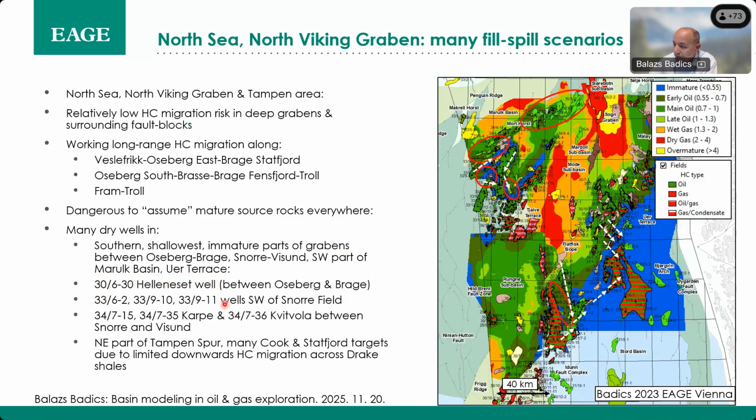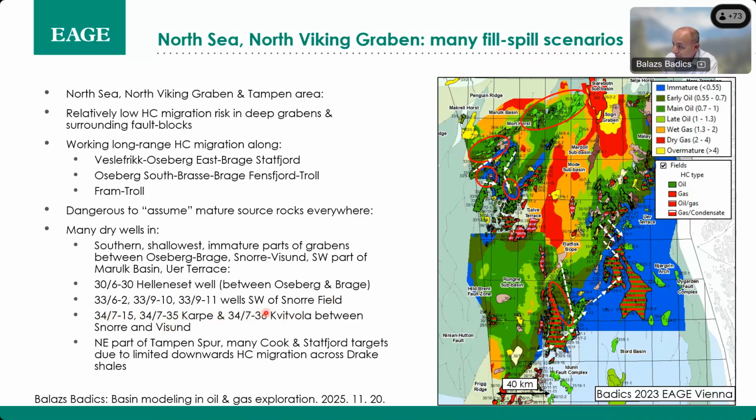Then there is this string of wells northwest of the Snorre field, 33/6-2, 33/6-2, 9/10, 9/11, or the ones drilled in the small graben between Snorre field and Base field. They are 34/7-15, 35, 36, and they were drilled in the last 10 years, some of them. So just remember, this kind of setting can also be in other rift basins, like the Sirte Basin in Libya, or the Bombay Basin, and so on.